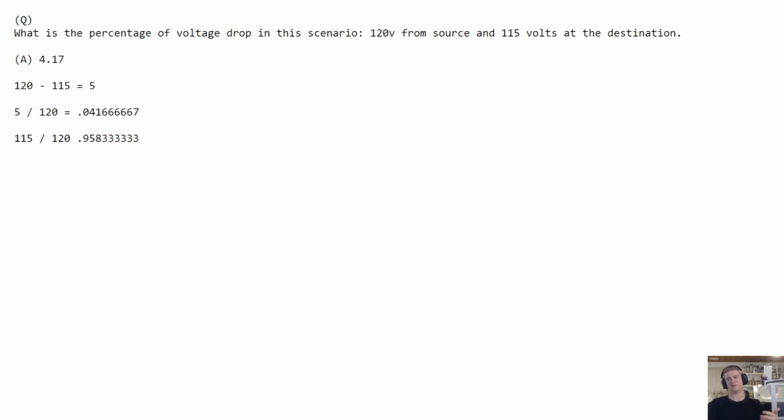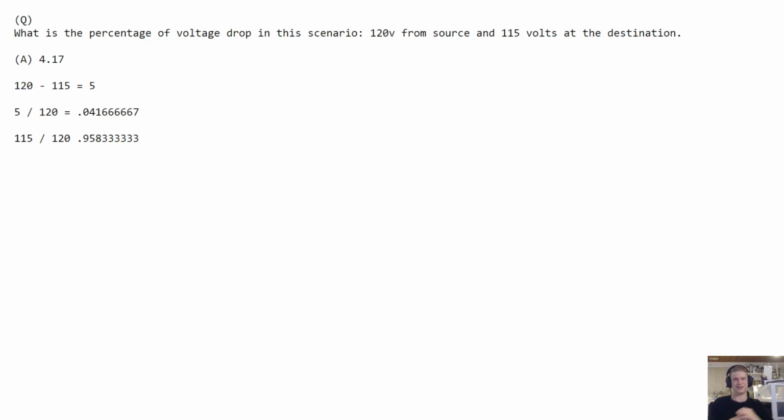When we do this, we get the number 0.0416 repeating. So if we want to round that as a percentage, then we could just do 4.17%. Or if it just asks 4%, then it could just be that. Okay, and if we did 115 divided by 120, then we'd get 0.958. So then we'd have to figure out the difference from 100% with that.